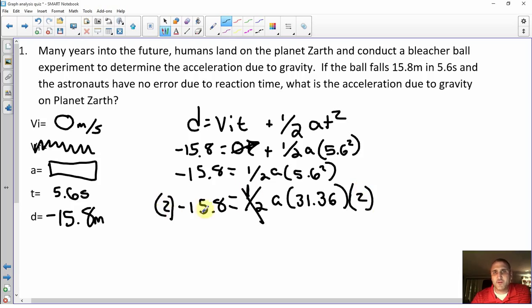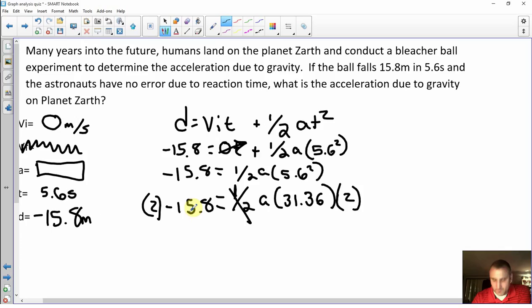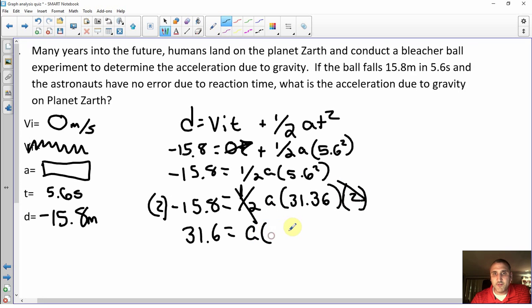And there are a lot of ways to do the algebra. You can do whatever you want as long as it's mathematically legal. Let's see, 15.8 times 2 is 31.6, equals, so the 2 times 1/2 gives us 1a times 31.36. Very interesting. Looks like we're going to get a very interesting answer.